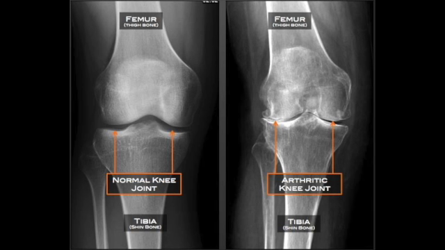Risk factors: modifiable are obesity, trauma, and heavy labor. Non-modifiable: increasing age, female gender, and family history. Female gender because of the increased Q angle of the hip to the knee.